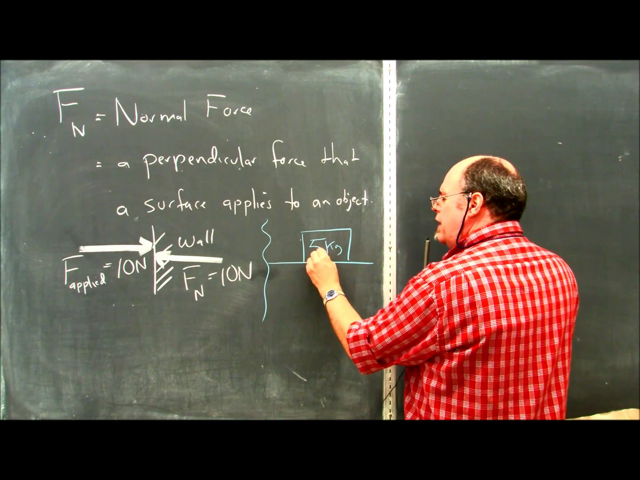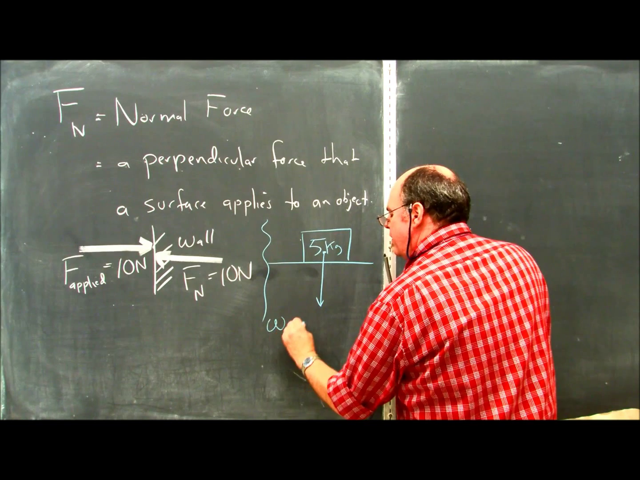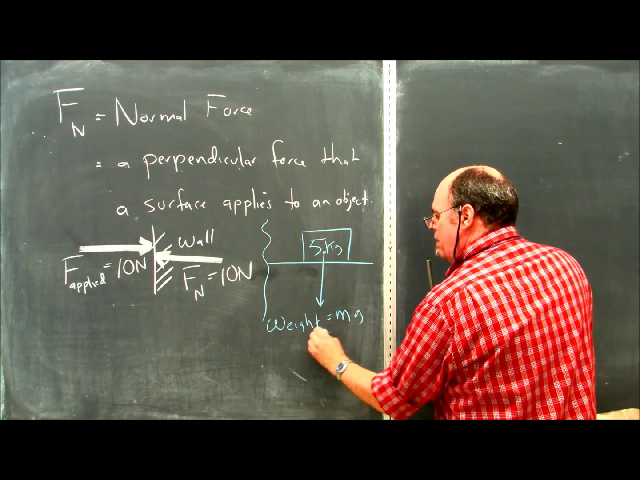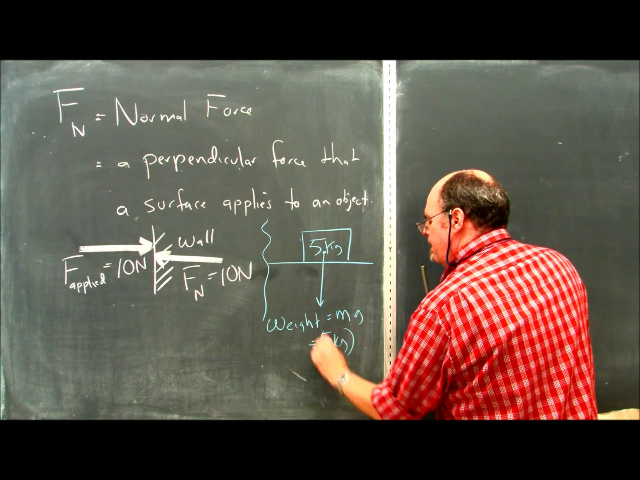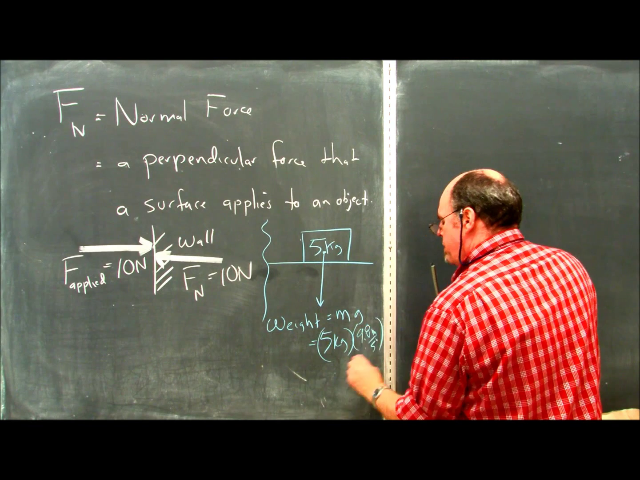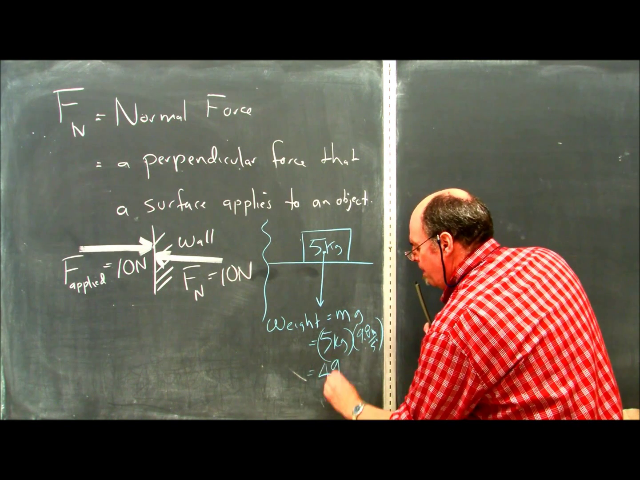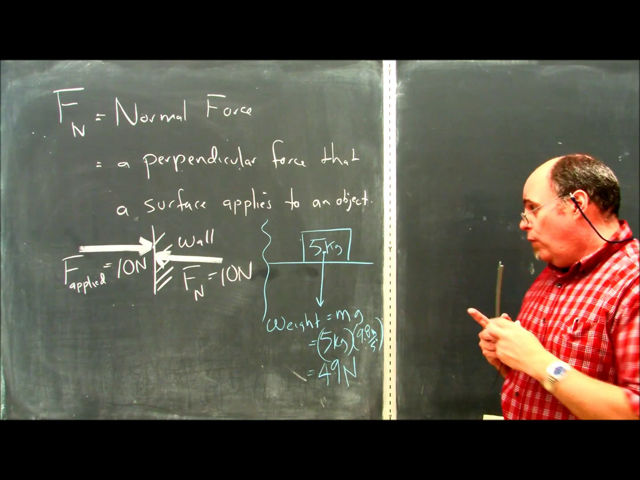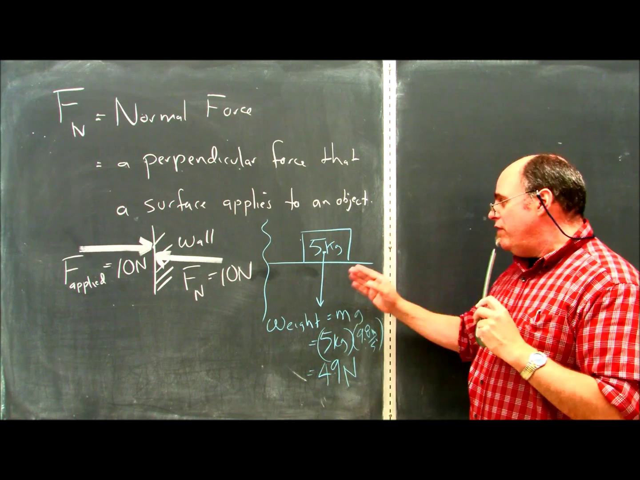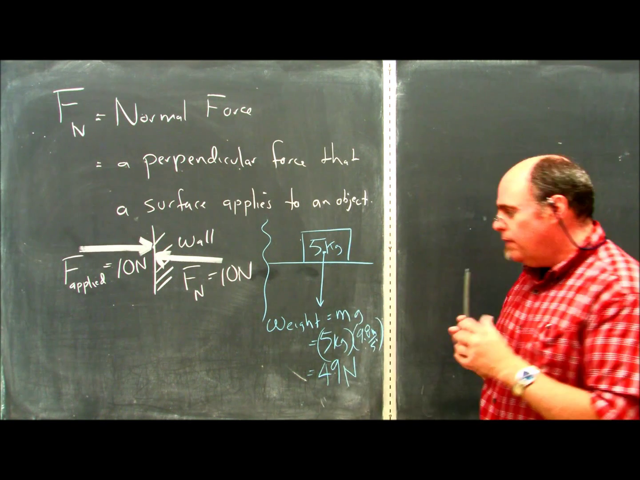If I went to the center of the box and drew a line down, we have this thing called weight, which is the mass times gravity. So the weight would be 5 kilograms times 9.8. And if you take a calculator out, you'll see that that comes out to be 49 newtons. Okay. Well, if it's not accelerating down, then every force is being canceled out. So what could cancel out a downward force of 49 newtons?